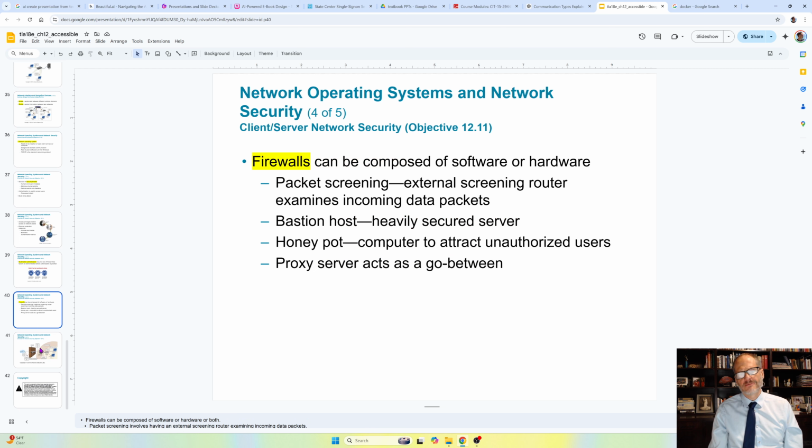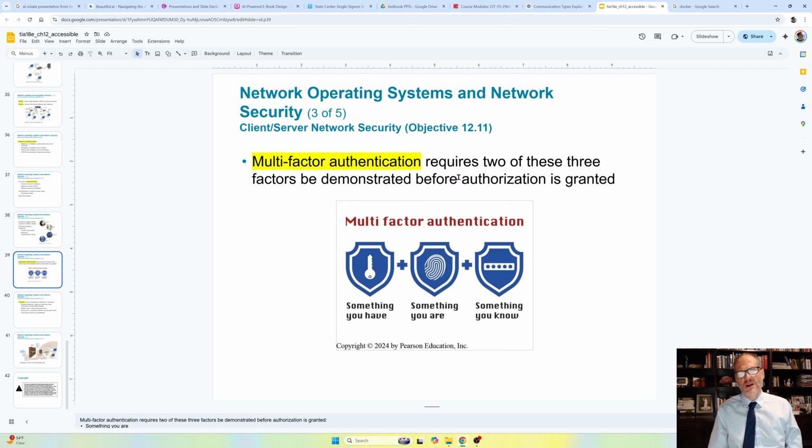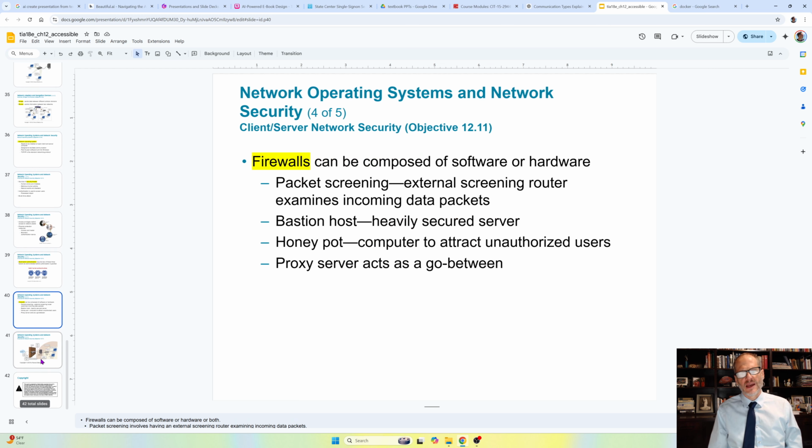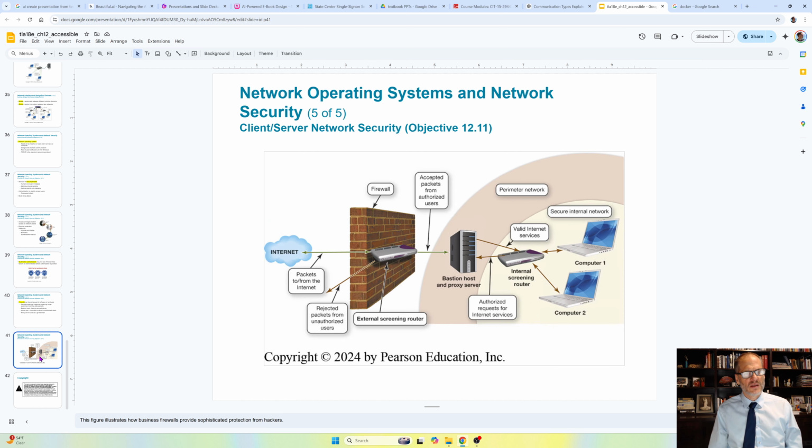Firewalls are ways for businesses, or some organization, even a country, to protect what's coming in. A firewall is composed of software and hardware, and it screens packets to make sure that what should come in comes in, and what shouldn't come in doesn't. That's what a firewall is. And here's a visual picture of that.